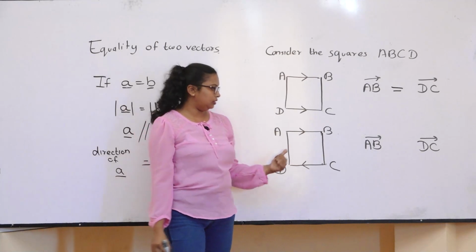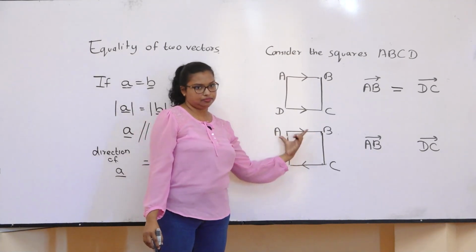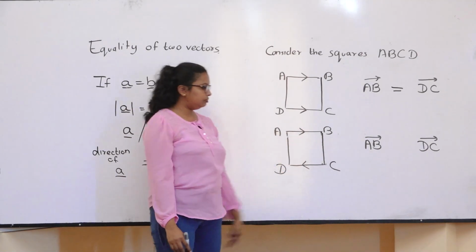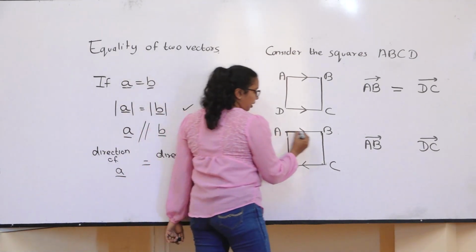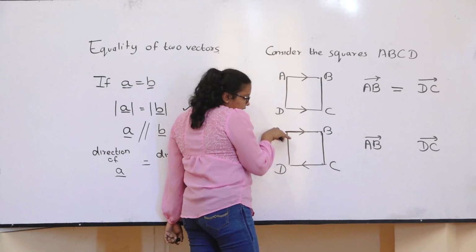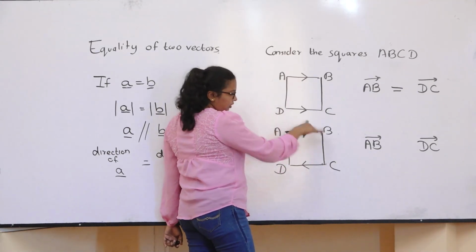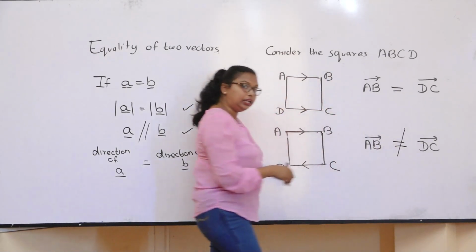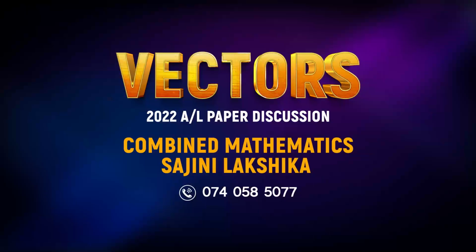But what about this one? Magnitudes are the same. They are parallel because they are squares. But what about the direction? This is from A to B, this is from C to D. The directions are opposite. Therefore, we can't tell that they are equal. So, vector AB is not equal to vector DC.